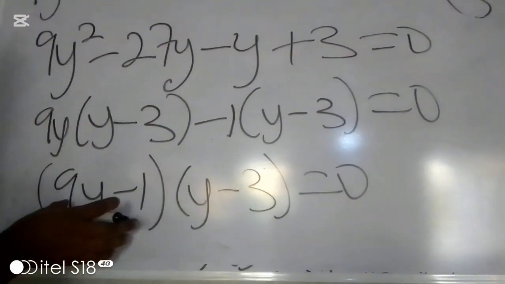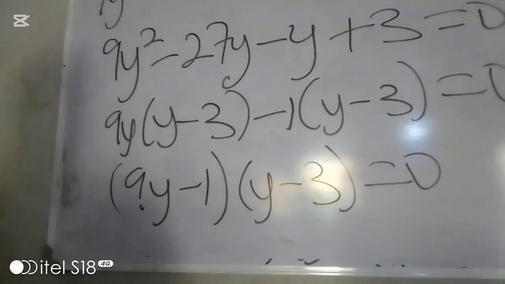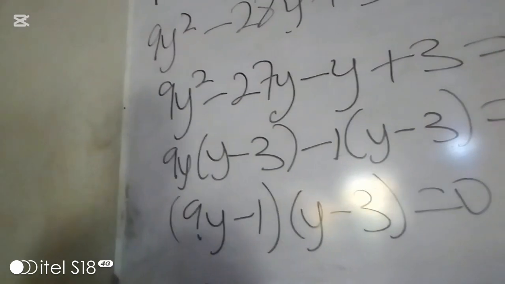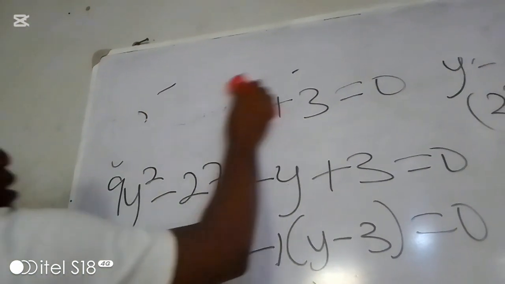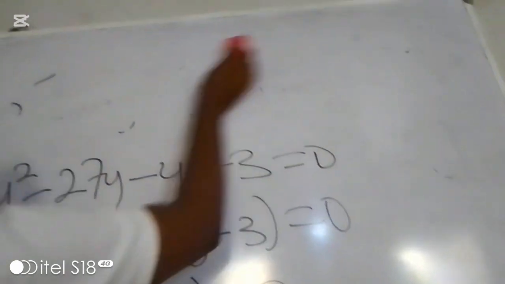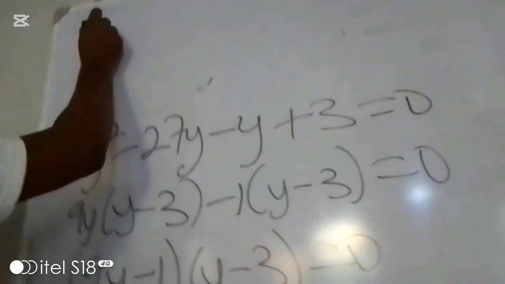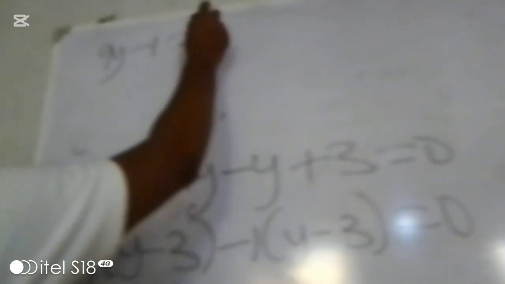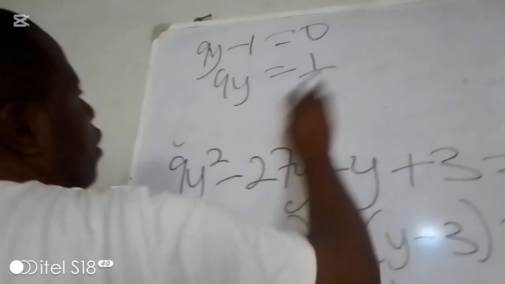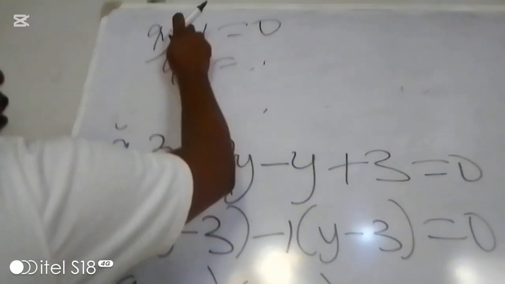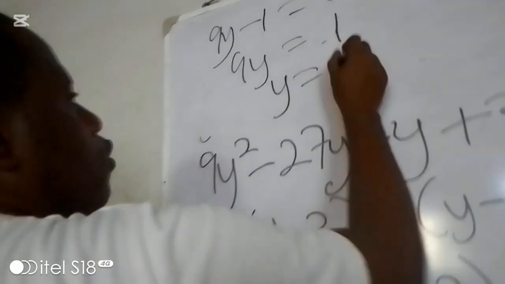This means that either 9y minus 1 equal to 0 or y minus 3 equal to 0. So let's solve for 9y minus 1 equal to 0. Let me clean this part. So from here now you have 9y minus 1 equal to 0. 9y equal to 1, because this is minus; when it comes here it becomes positive. So our y here equal to 1 over 9.